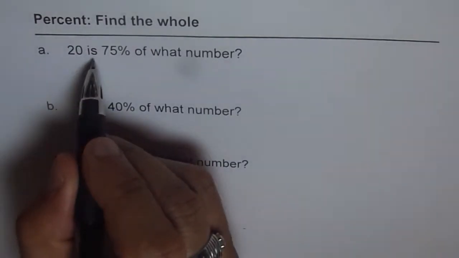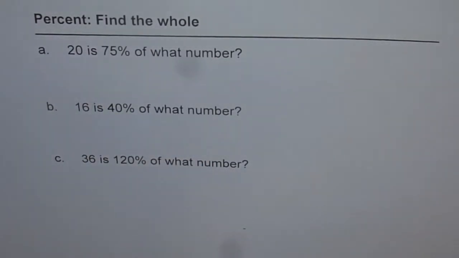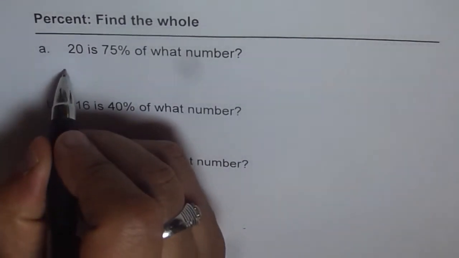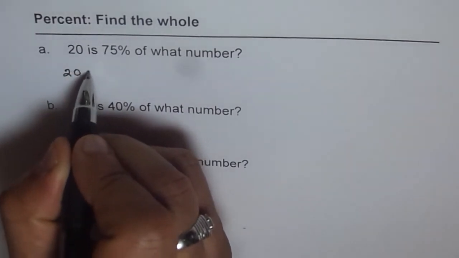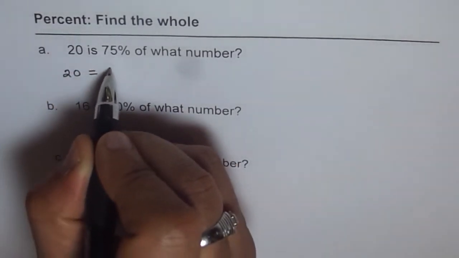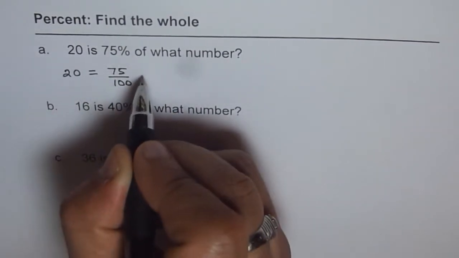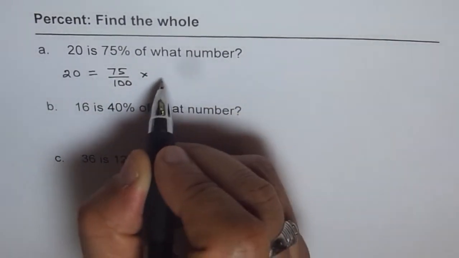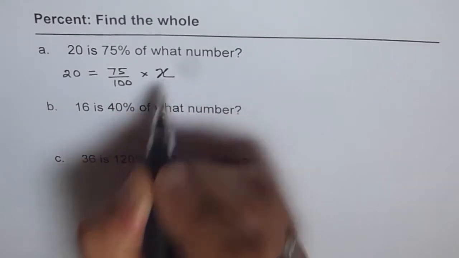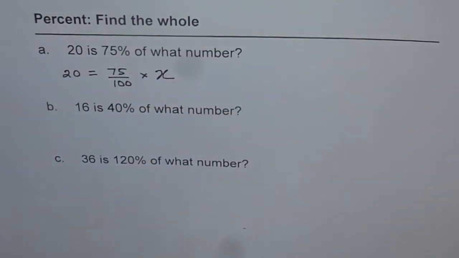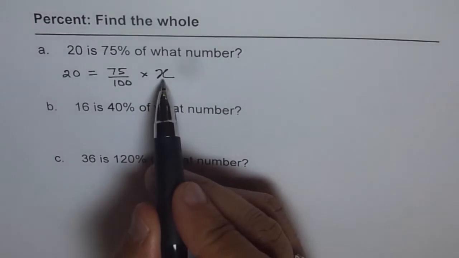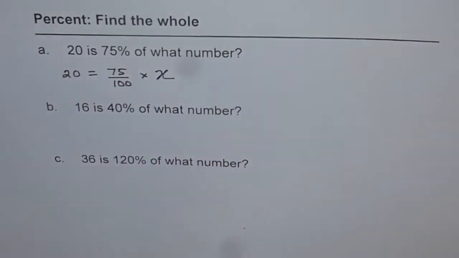Let's translate the whole sentence into an equation. 20 is means equal to; 75% means 75 over 100. Of means multiply. What number? We don't know, so let us say it is x. We need to find what x is. That is how you can translate the sentence into an equation.